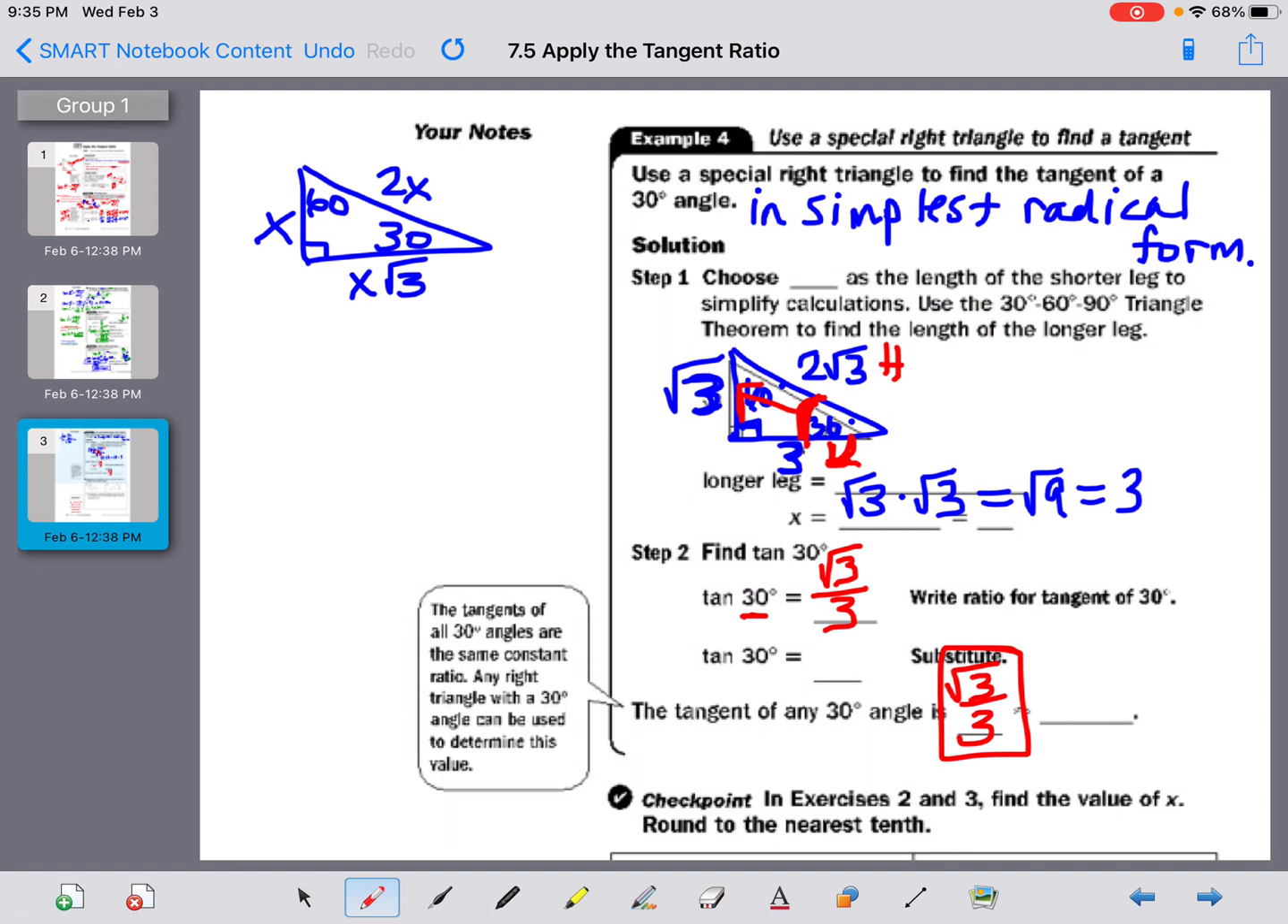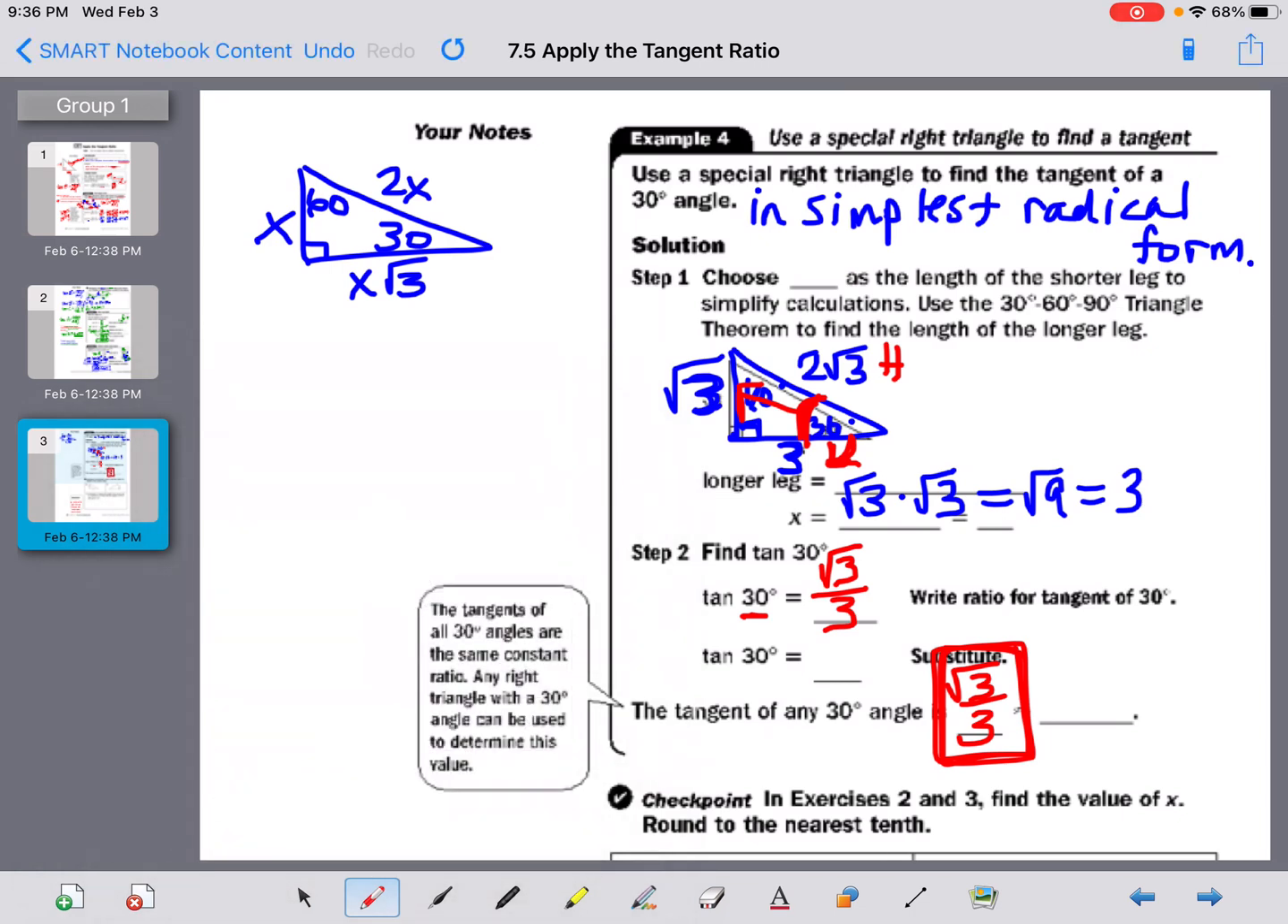Okay? Now, let me tell you a quick secret. Every 30-degree angle has a tangent of radical 3 over 3. Always. So if I ask you on your test question, what's the tangent of 30 degrees? The one and only answer you can give me is radical 3 over 3. If you give me a decimal, I will mark it wrong. I want the simplified radical answer, and that's going to be radical 3 over 3.